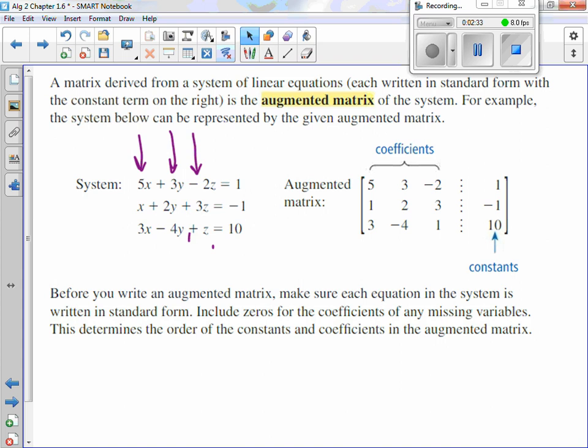And then we rewrite it as this here, and we just take the coefficients. So 5, 3, negative 2, 1. Here, 1, 2, 3, negative 1. 3, negative 4, 1, 10. It's just copying it over from the system to the matrix. And that's all we have to do to write an augmented matrix.